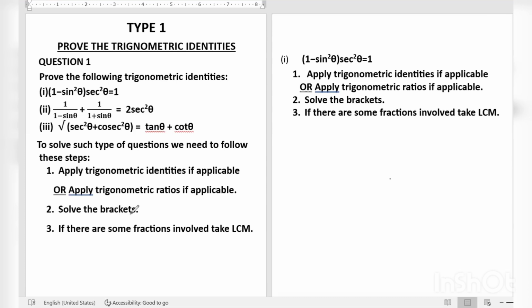Second step is to solve the brackets. And third is look for the fractions. If there are some fractions involved, then take LCM. We'll just understand these steps with the help of the questions.